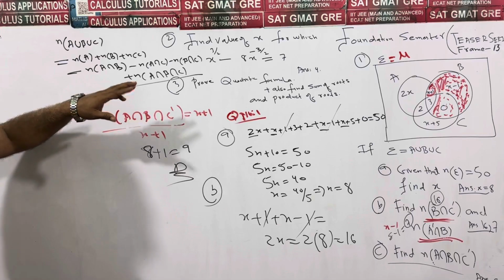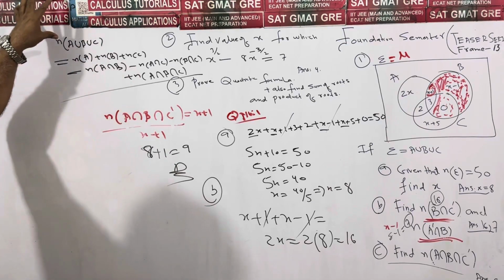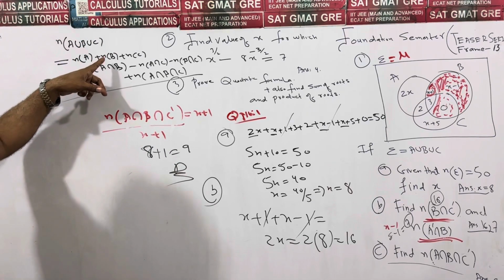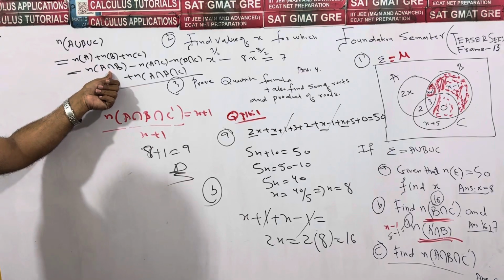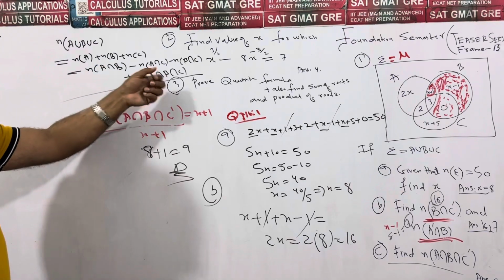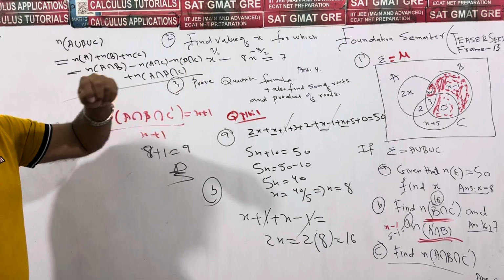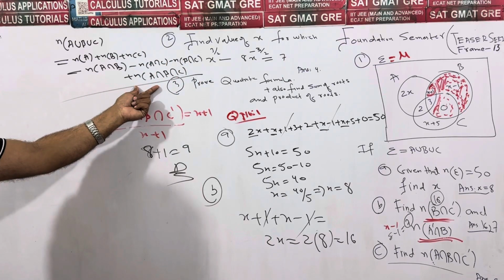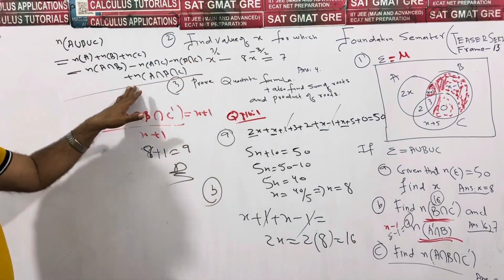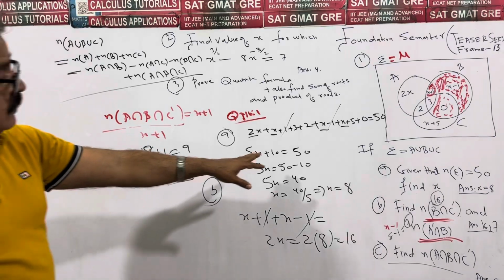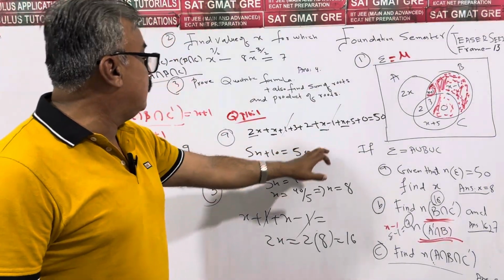Let me explain. A union B union C shows the total: A, B, C individually. The intersection of A and B is to be deleted, the intersection of A and C is to be deleted, the intersection of B and C is to be deleted, and we have to restore the intersection of all 3, A, B and C. That's the formula. You can utilize the same formula here to get the value of x.